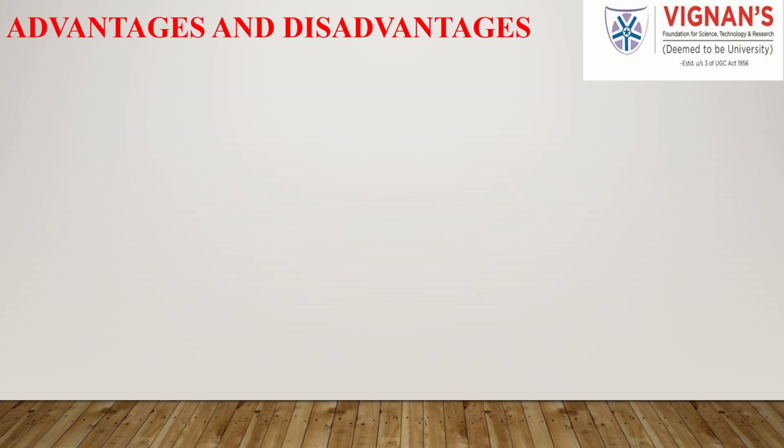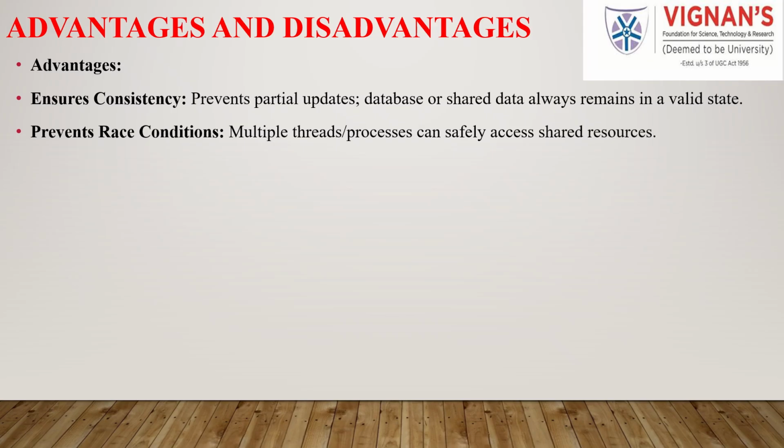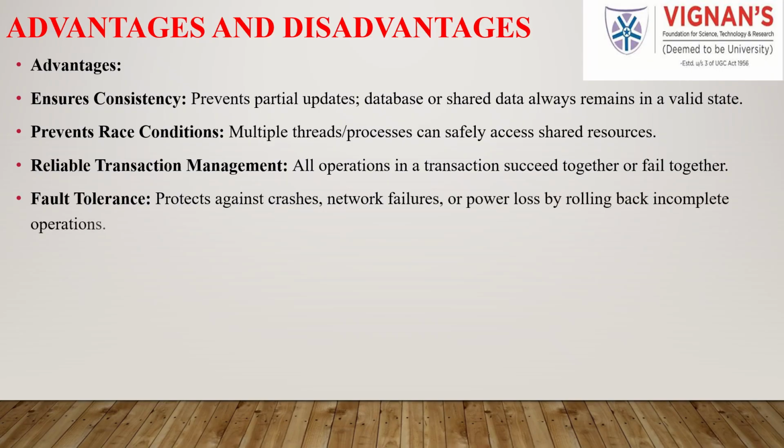Advantages and disadvantages of atomicity. Advantages. Ensures consistency: prevents partial updates, keeping databases or shared data in a valid state. Prevents race conditions: multiple threads or processes can safely access shared resources. Reliable transaction management: all operations in a transaction succeed together or fail together. Fault tolerance: protects against crashes, network failures, or power loss by rolling back incomplete operations.